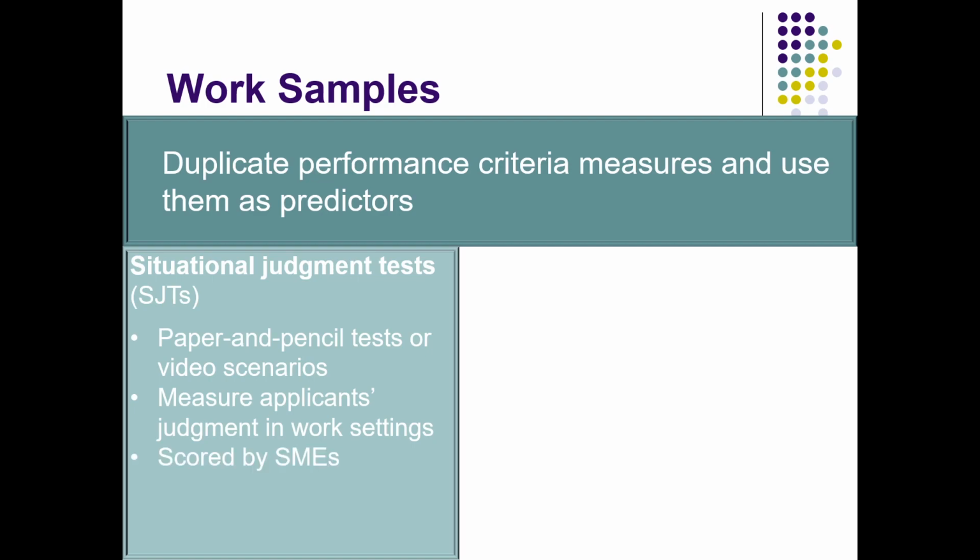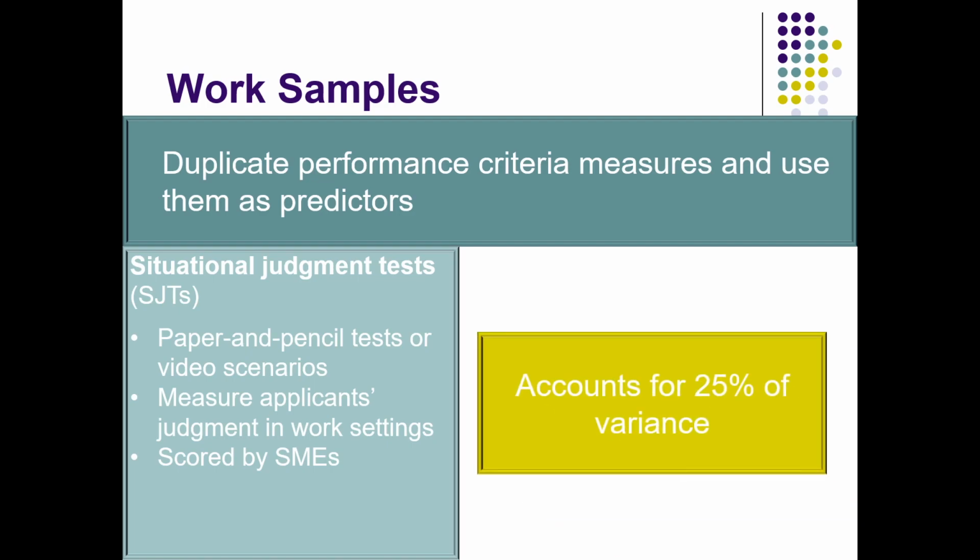These are usually going to be scored by subject matter experts. So, the HR department isn't necessarily going to score this. They might bring in supervisors or other people who really know what the answers should be. These kinds of situational judgment tests account for about 25% of the variance in performance on the job.